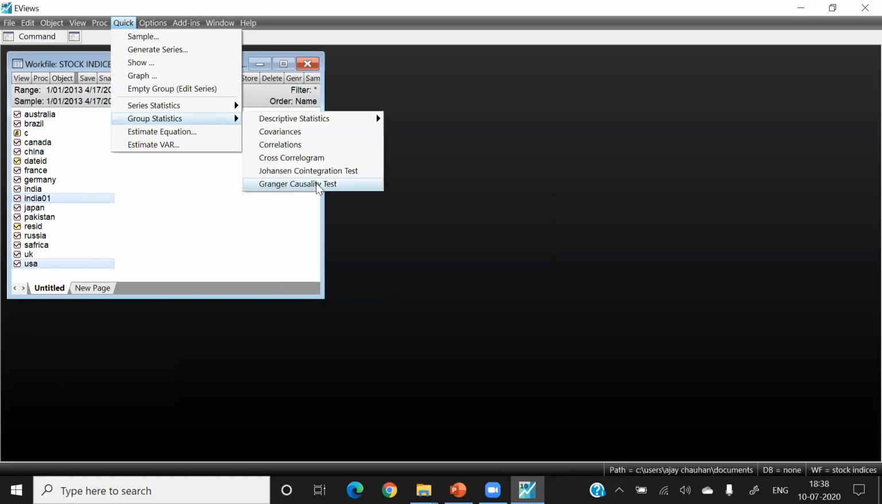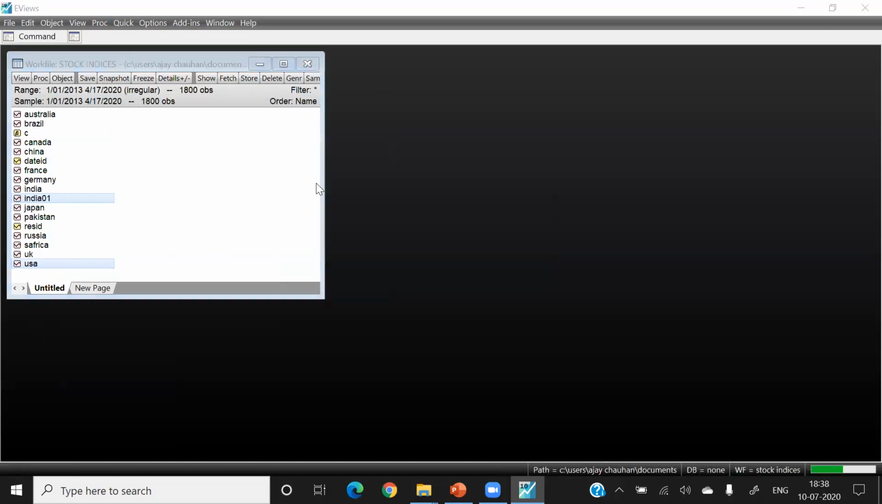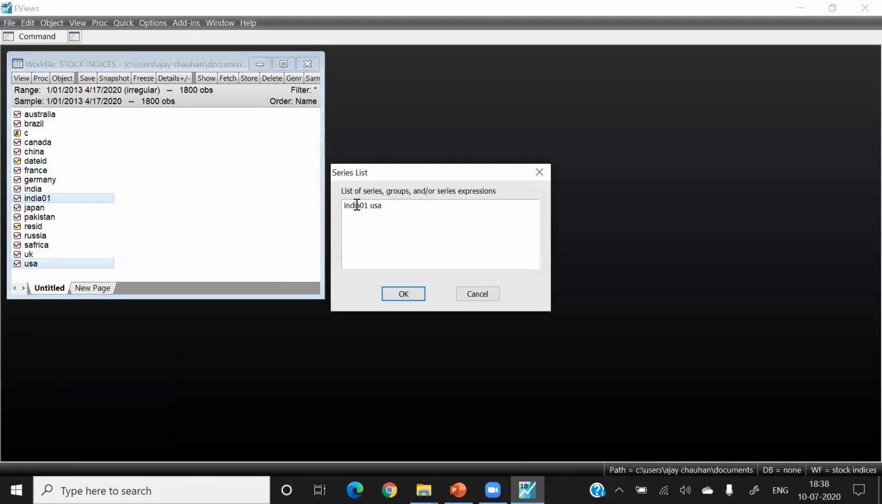I select this command, quick, group statistics, Granger causality. You can follow this command, and these two series are coming, but I am putting d log here. I hope you understand why I am putting d log here, to make them stationary. Okay, so after putting the d log on the two series, the series becomes stationary.